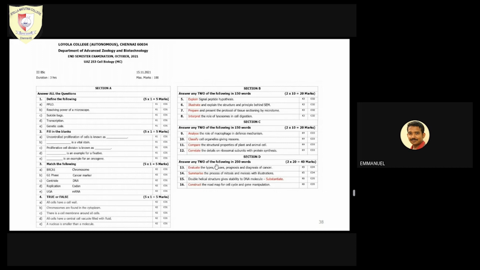And last but not the least, section D has 2 questions under evaluation level and 2 under creation level. You could see evaluation, summarize, comes under K5 level, that is CO4 level, that is also given. And the 15th and 16th questions, substantiating and constructing, come under creation level. That comes under K6 level of Bloom's taxonomy and CO5 level of course outcomes. This is the sample question paper for this LOCF model.